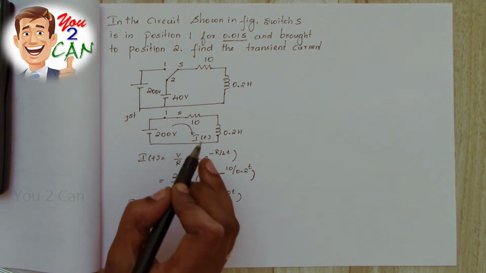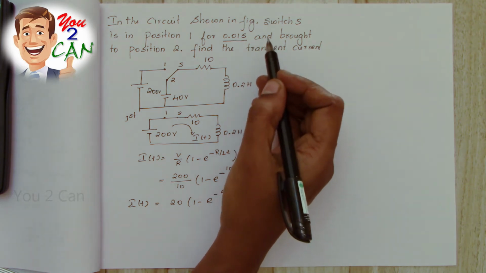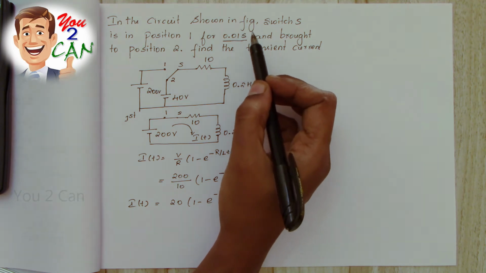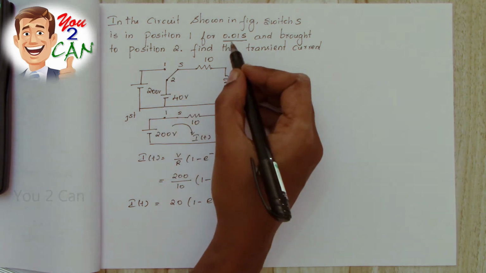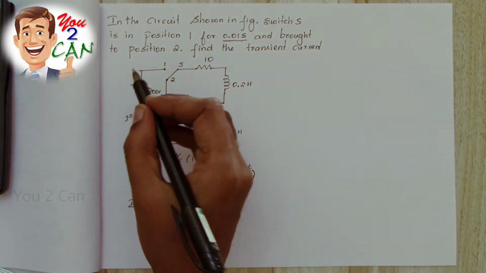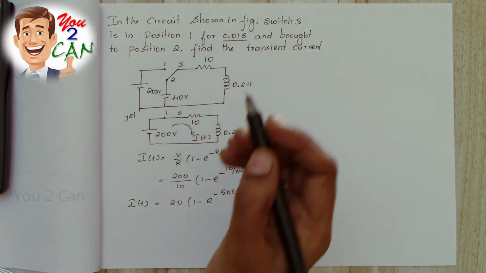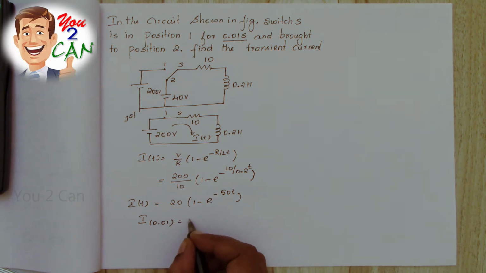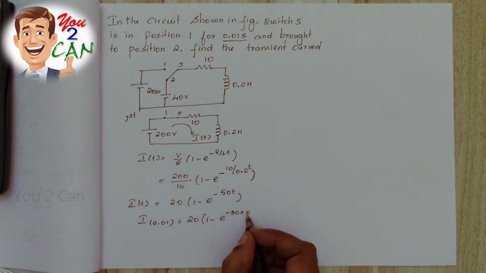But it remains at this position only for 0.01 second. Previously, in the last video, we saw the switch in position 1 for a long time, which means t equal to infinity. But here the switch is in position 1 for only 0.01 second. After 0.01 second it is transferred to the second position, so you have to find the current at 0.01 second. So what is I at 0.01 second? It is 20 into 1 minus e power minus 50 into 0.01.